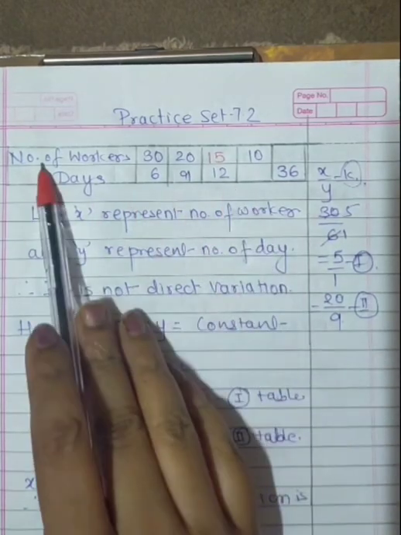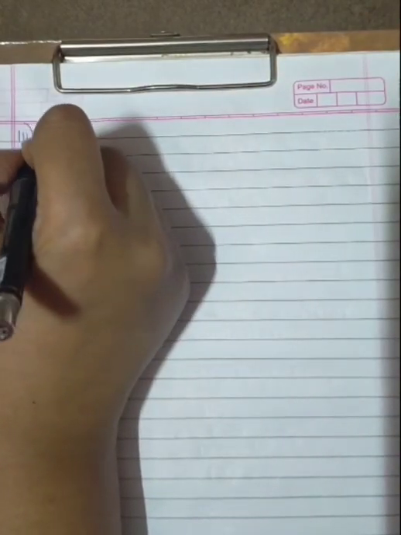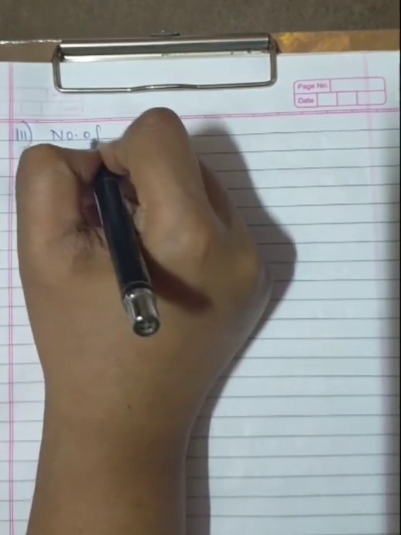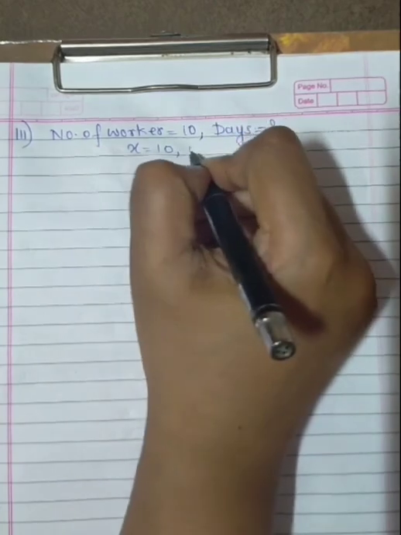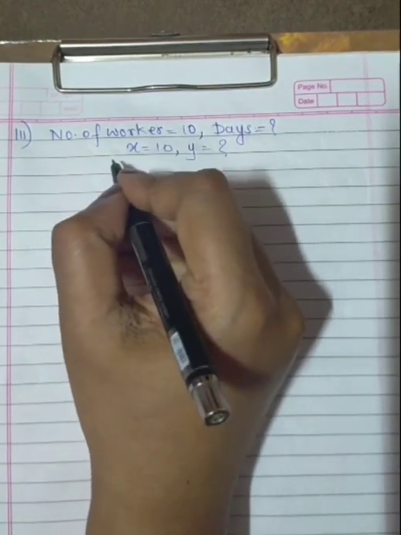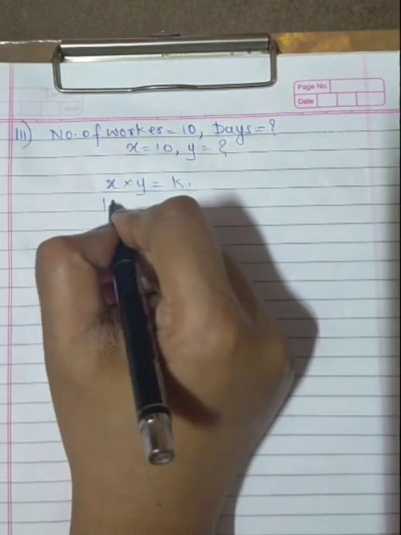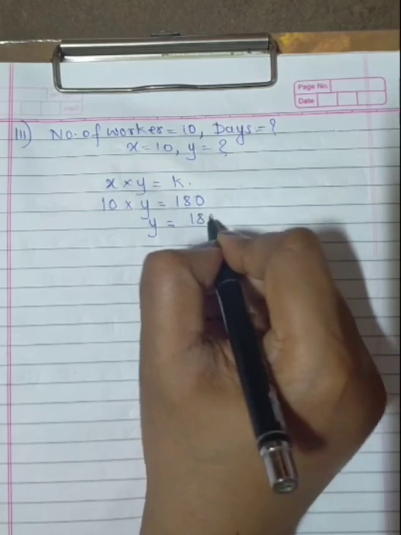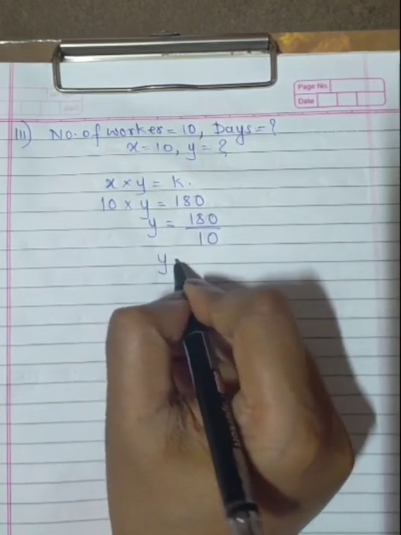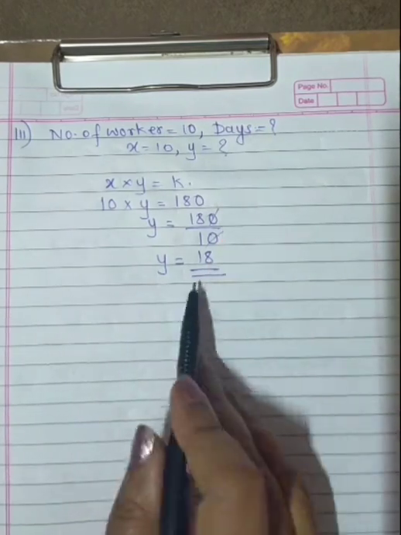Next, the number of workers is given as 10 and we have to find the days. So we have X as 10 and we have to find Y. I am writing the equation of inverse variation, X into Y is equal to K. So 10 into Y equal to 180, and Y is equal to 180 upon 10. Here we got Y as 18, meaning 18 days.